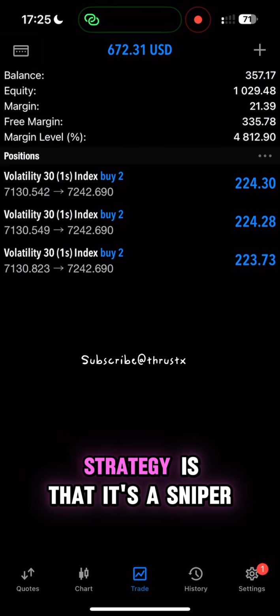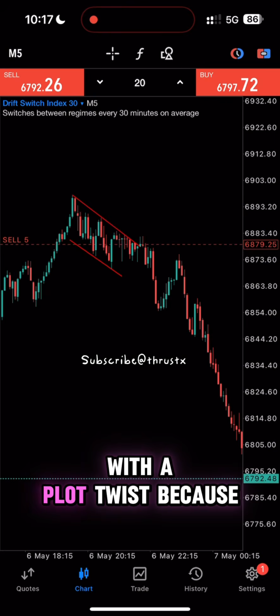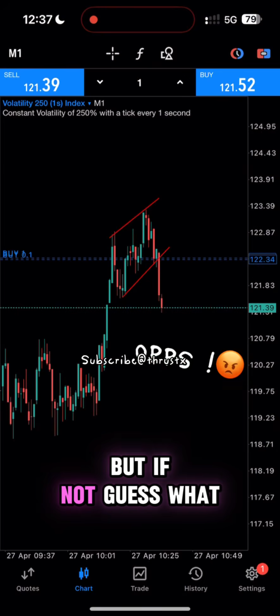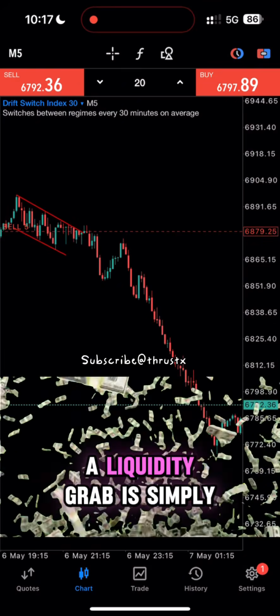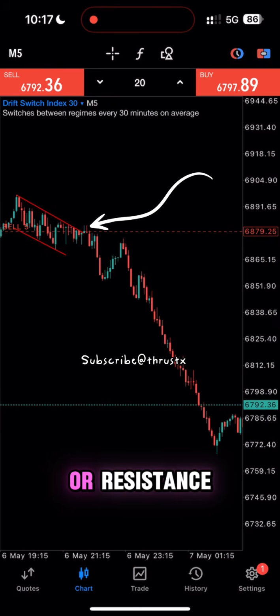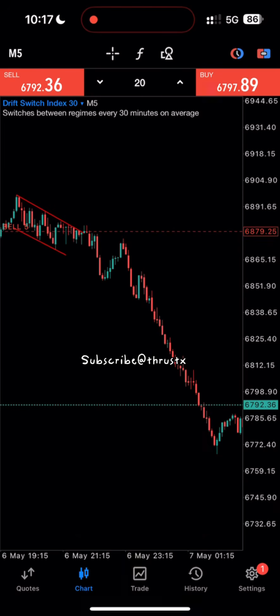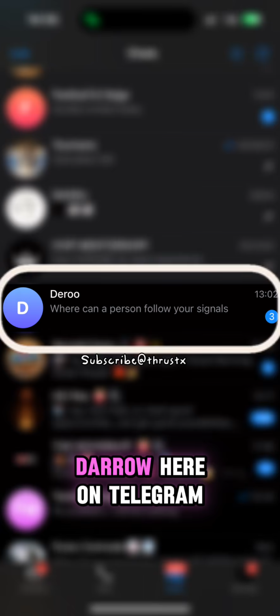The good thing about this strategy is that it's a sniper entry strategy, but with a plot twist, because it can be a sniper into poverty. But if not, guess what? You will earn some bands. A liquidity grab is simply when price breaks a support or a resistance and does a fake out and heads in the opposite direction.